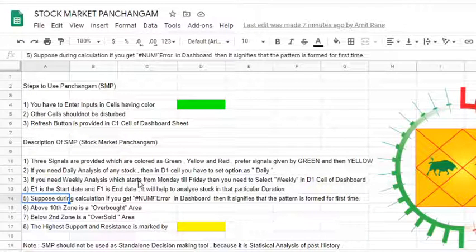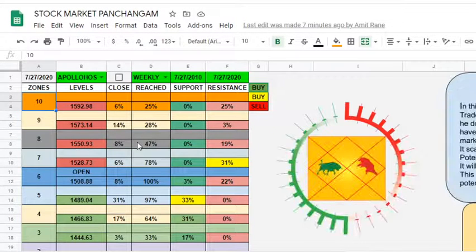Please use it in confluence with your existing trade setup, because this is statistical analysis, and what you are doing on charts is more of technical trading, right? So get confluence between your technical analysis and SMP, which will give you statistical confirmation. If both the outputs are matching, then you can decide to trade.